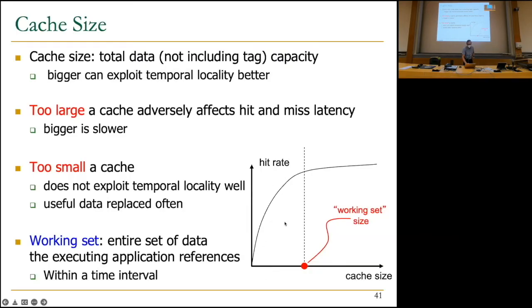Right? And the working set, just to define it, is the entire set of data the executing application references. It could be instructions also. I'm using data in the more general sense here, within a time interval. Once your working set fits in the cache, you're exploiting all of the temporal locality you can exploit, and the spatial locality also, right? Because assuming your cache fits your entire working set in that case.